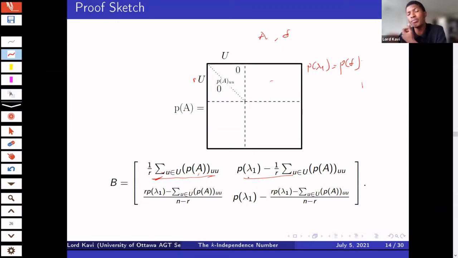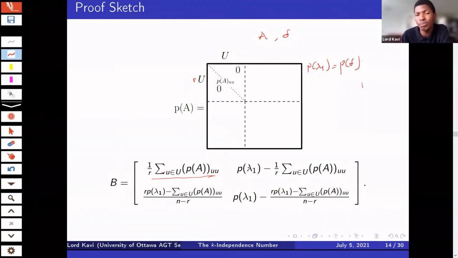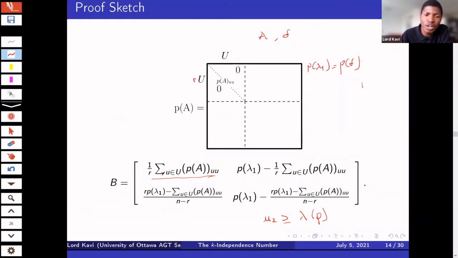Right, so with the same idea, the eigenvalues of B interlace the eigenvalues of P of A. And so the first one of the eigenvalues of this is P of lambda 1. P of lambda 1 is an eigenvalue of this B matrix. So we look for the second eigenvalue using the trace idea. The trace minus the P of lambda 1 gives us the second eigenvalue, mu 2. And so mu 2 is greater than the smallest eigenvalue of P of A, which is what we call lambda P. All right. So we will see that in the trace, we are going to be having this value here.